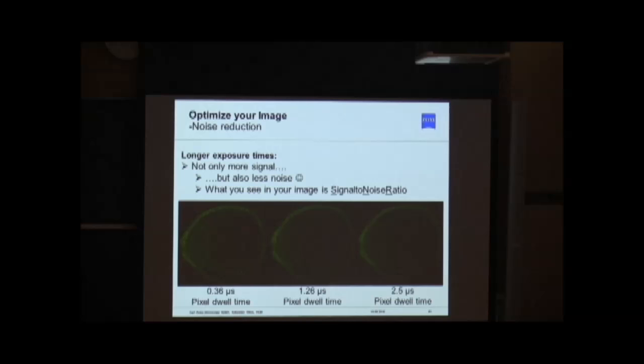Because the noise that you see in the image is usually represented as a so-called signal-to-noise ratio. So signal over noise, right? If you collect more signal because you have a larger exposure time, the noise that is generated by the optical system more or less stays constant. So the signal-to-noise ratio will change. And if you take a look at these images, which were acquired with different pixel dwell times, you see the image becomes more crisp and less noisy. However, trade-off, sacrifice: temporal resolution. So it's a time-consuming process.